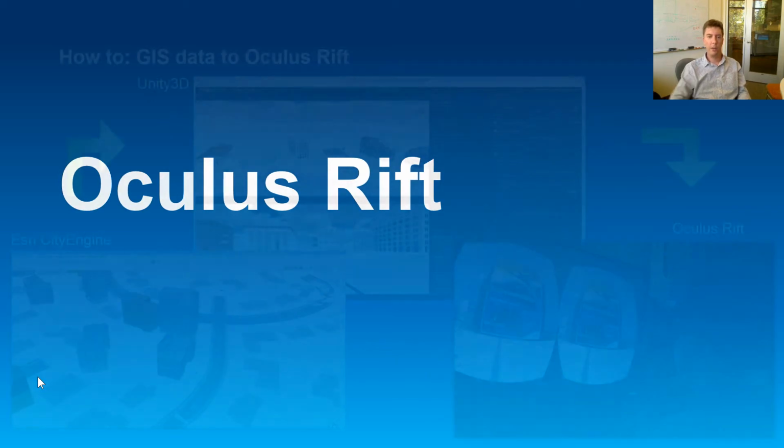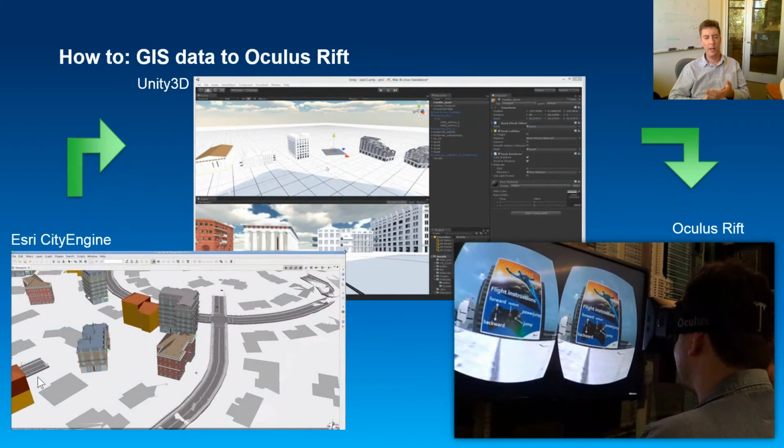Oculus Rift, this is mostly related to the work of my colleague. I don't know too much about this, but I believe from City Engine you can export a scene directly to Unity 3D, and from Unity 3D you can create an executable which contains the data and the Unity runtime. And the application contains 2 displays, one display for each eye. So you can replay this application using the Oculus Rift device.